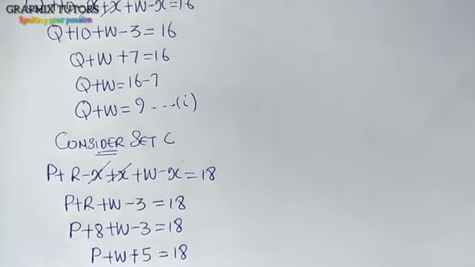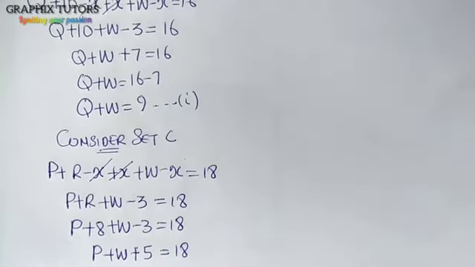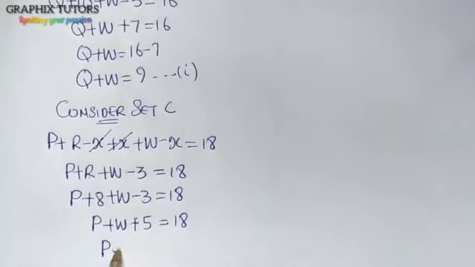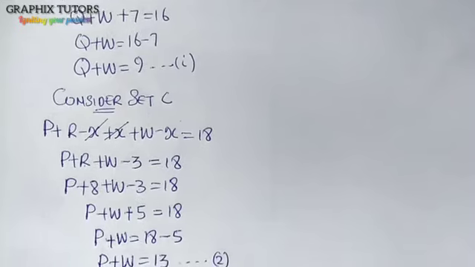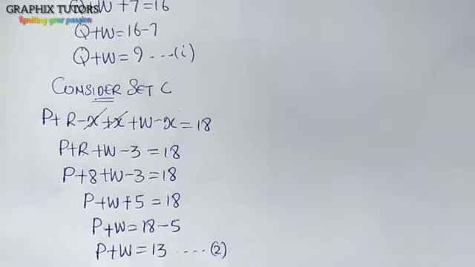So P plus W plus 5 is equals to 18. So we have P plus W is equals to 18 minus 5, right? When the 5 is coming here. So this will give me P plus W is equals to 13. I will term it equation 2. Right? That is equation 2. That is set C. So the next thing we'll do, we look for the total set involved. Addition of the total set involved. So you put that.